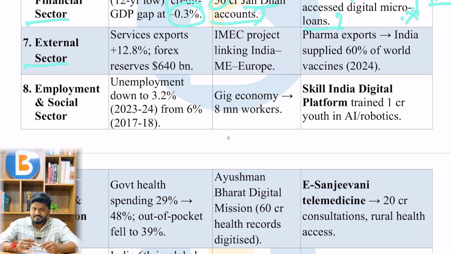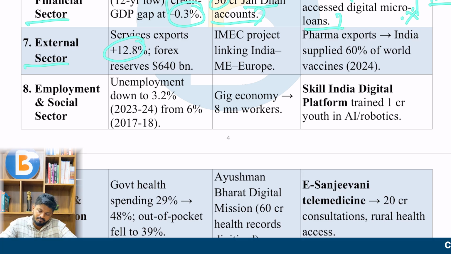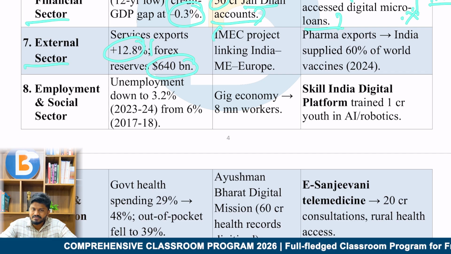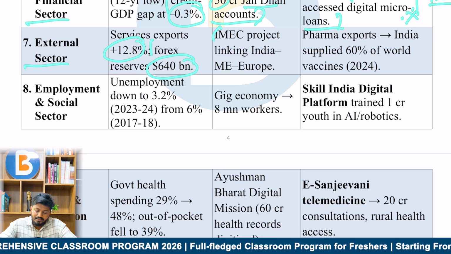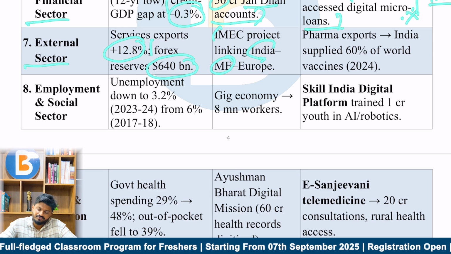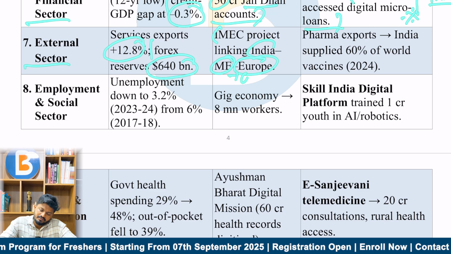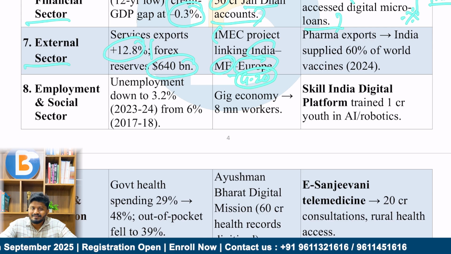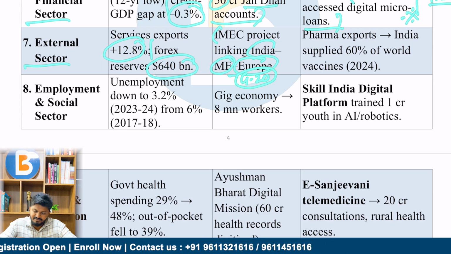Next, with respect to external sectors, the key data is service exports was around 12.8% growth, and forex reserves is around 640 billion, which is highest in the recent times. IMEC project, that is India, Middle East, Europe Economic Corridor project, is linking India, Middle East and Europe, which was initially mooted in the G20 summit which was held in India, where India was the president.